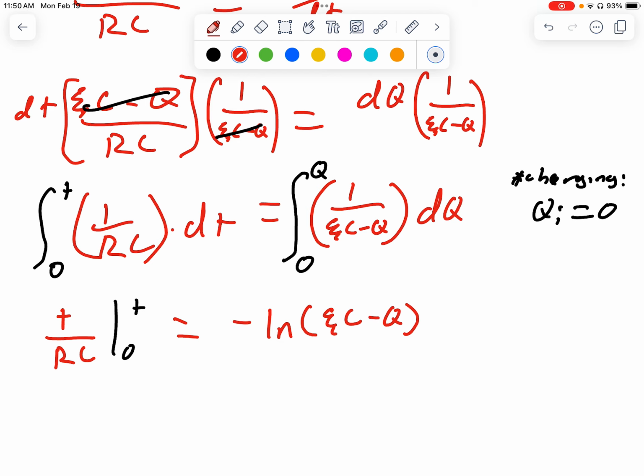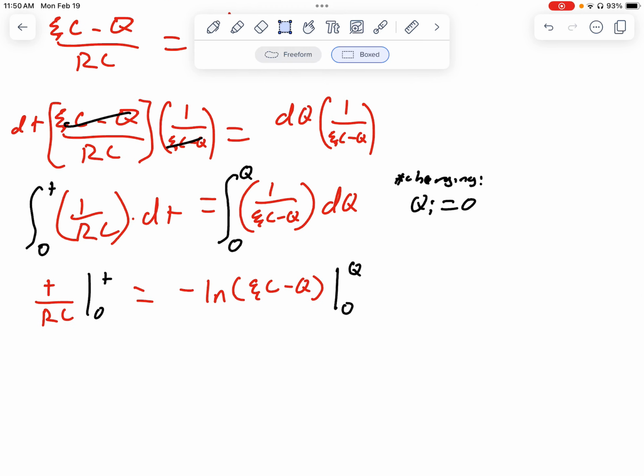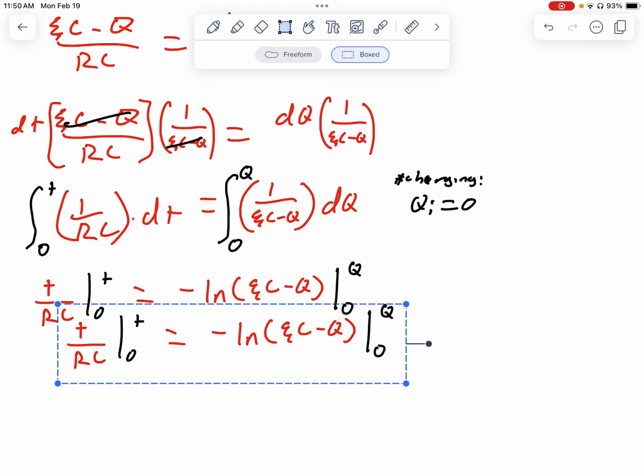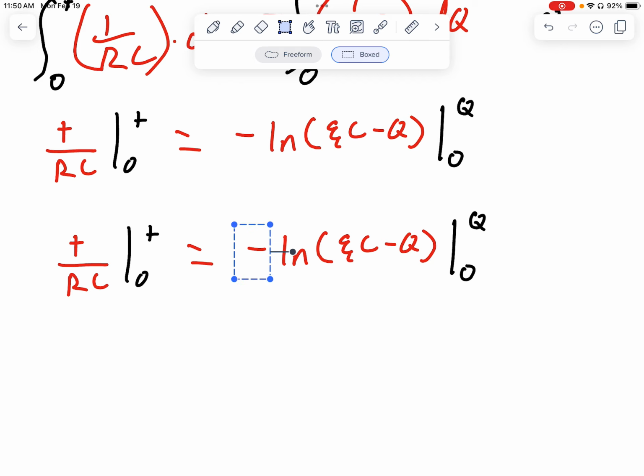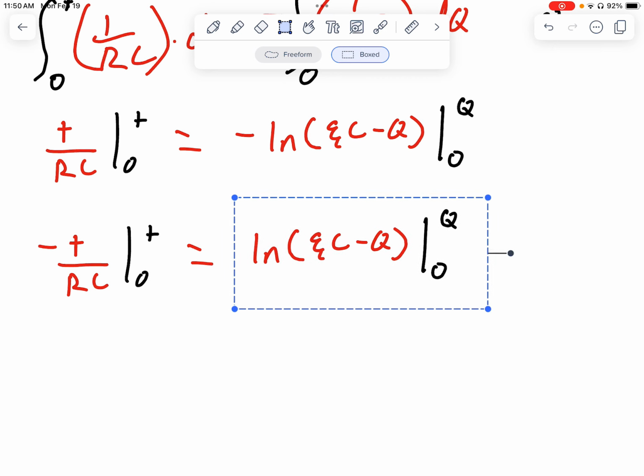Think if we took the derivative of this, it would be 1 over EC minus Q, but then we'd have to take the derivative of the inside. So it'd be the derivative of EC minus Q, which would just be negative 1. It'd be 0 for the EC and negative 1 for the Q, because that minus sign is already in there. All right, so we go from 0 to Q. And just so that we have kind of the same approach that we did in the discharging, I can move that negative over there and it does not change my equation at all.